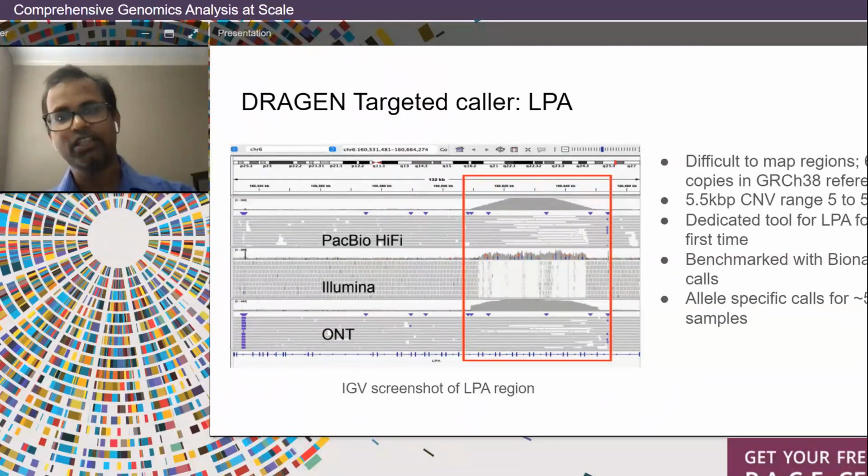And this is a region in chromosome 6. And again, as I mentioned, it is a very complex region and difficult to map. And you could see here the IGV screenshot of the LPA region. And this is a mapping from all the different sequencing technologies.